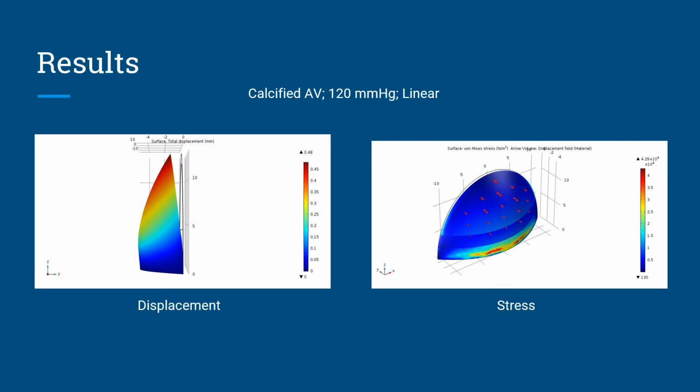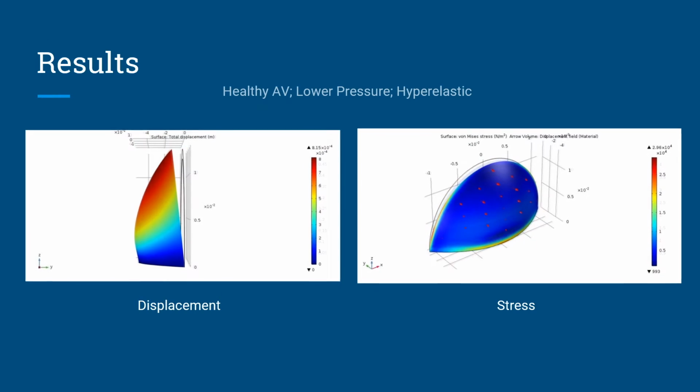For the calcified aortic valve, under the same conditions, the stress was concentrated in the bottom, towards the middle of the bottom calcified portion, between where the middle healthy region ends and the leaflet attaches on the ventricular side of the valve. The maximum stress value was about 42.9 kilopascals. The maximum displacement the valve undergoes in this situation is 0.48 millimeters.